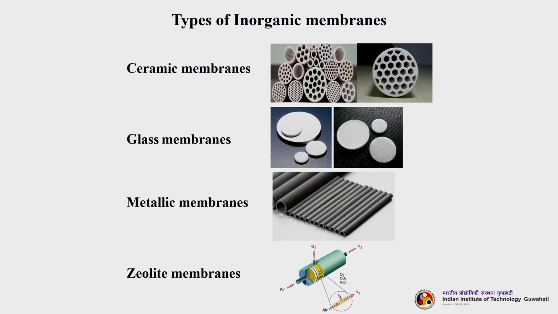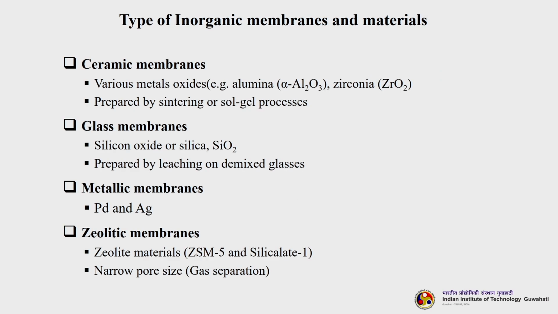So, let us look at the various types of inorganic membranes that are available commercially. The first one is ceramic membranes. This you can see from the image. These are actually tubular ceramic membranes. Then we have glass membranes. Glass membranes have a lot of applications also. We will see in our subsequent discussion. Then we have metallic membranes like stainless steel membranes and other metallic membranes, and we have zeolite membranes. Zeolites are a very interesting class of materials and have a wide range of applications from catalysts and adsorbents to membranes as well. So, there are different types of materials, we will see them one by one.